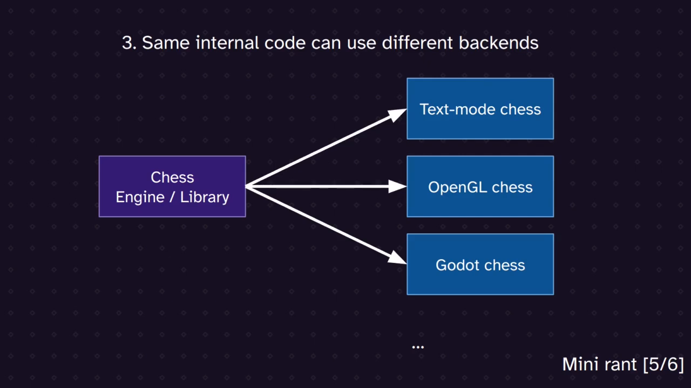The third thing to note is, how the hell do you get user input and draw this to the screen? And it's simple, just write a function. Use a graphics library, use a game engine, use a rendering framework, who cares? The same internal chess code can be used for text mode chess, OpenGL chess, Godot chess, Vulkan chess, web chess, RTX chess, who cares? Same code.